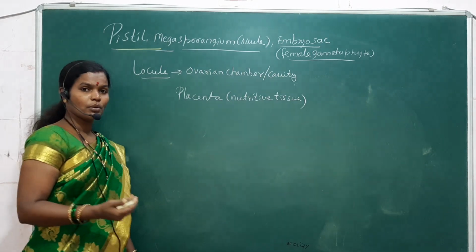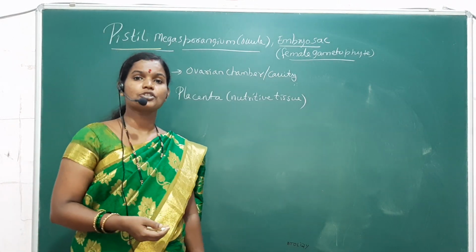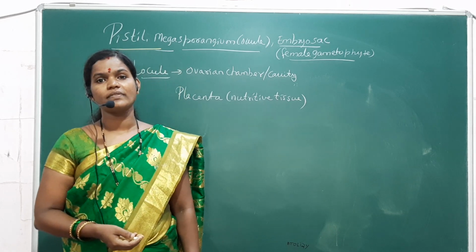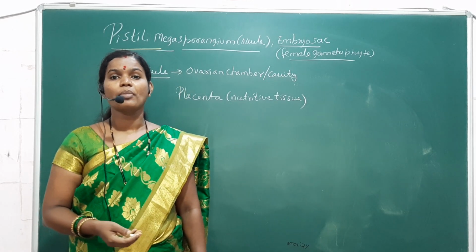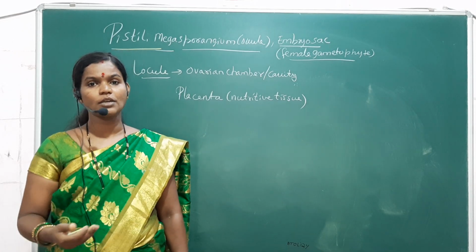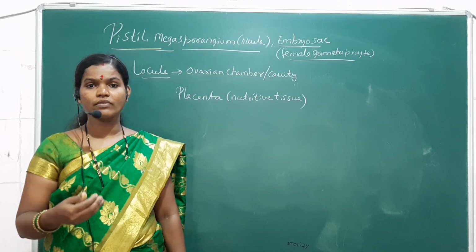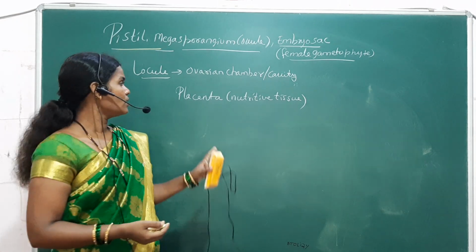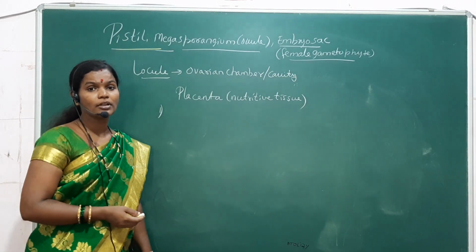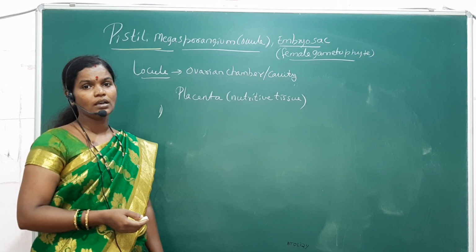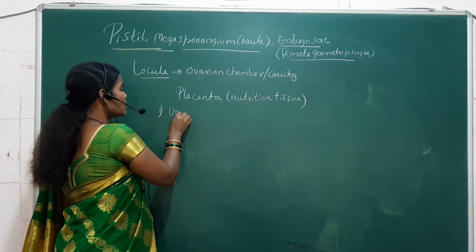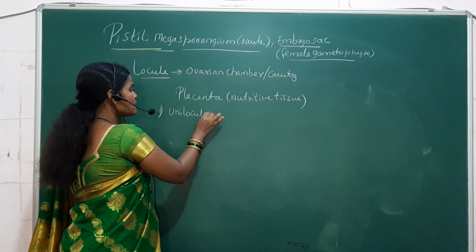So based on that, you have seen the types of placentation also. Marginal placentation, axial placentation, basal placentation, parietal placentation, and also free central placentation. All these types of placentation you have seen with structure in the PUC first year. Now here also we are going to see types based on the number of locules present in the ovary.